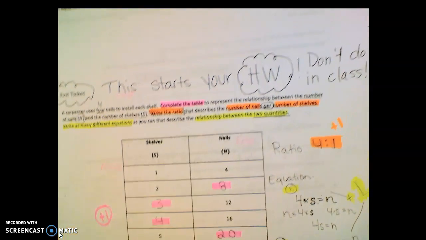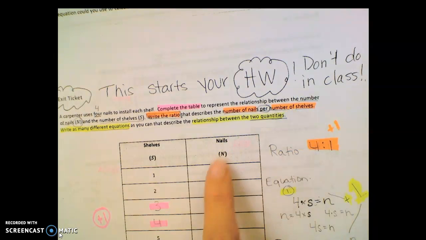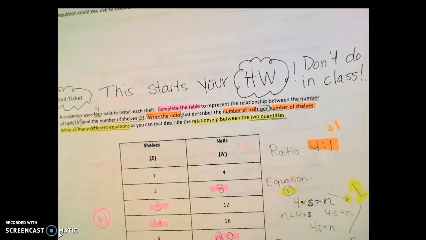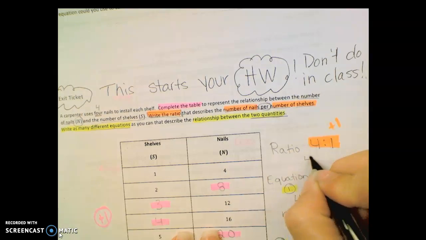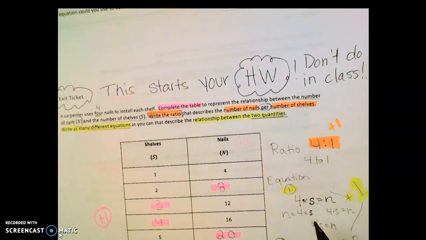Next, it said write the ratio that describes the number of nails to the number of shelves. So nails to shelves needs to be in a ratio that looks like this. I guess you could do the other form that is like this as well. So if you did that, plus 1.